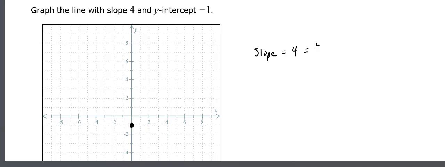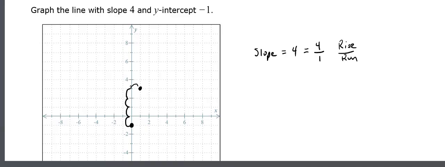Whenever we're graphing, it'll make it easier for you to graph if you express this as a fraction. Because remember, slope is the change in the rise over the change in the run. So from that point, our y-intercept -1, we go ahead and rise 4 and then run 1 to plot our next point.